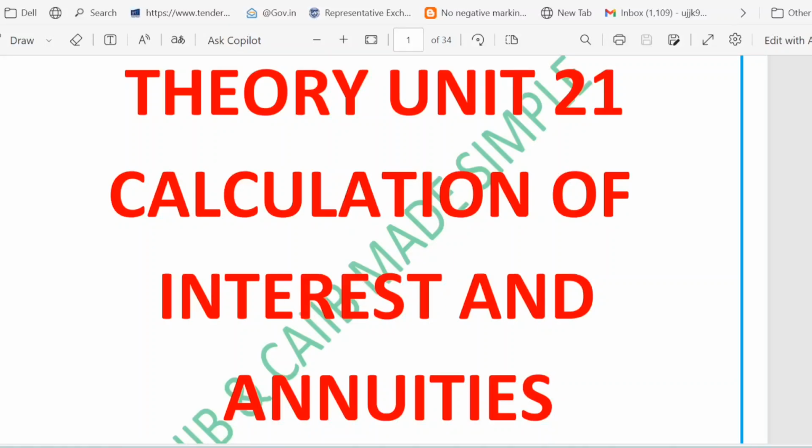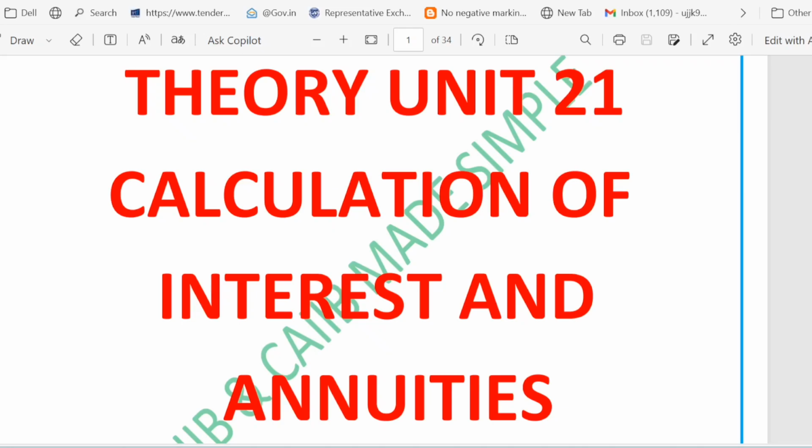Today we are going to start our unit number 21 of AFM. Chapter name is Calculation of Interest and Annuity. From this chapter you will get numerical questions also. So please make sure that you have a calculator, pen, and paper with you, right? So that you can calculate alongside the lecture.